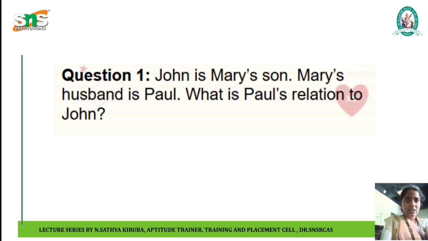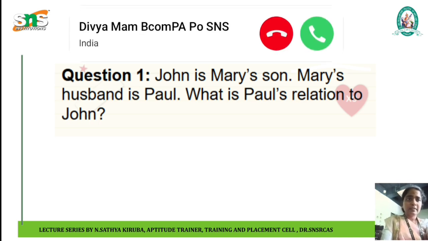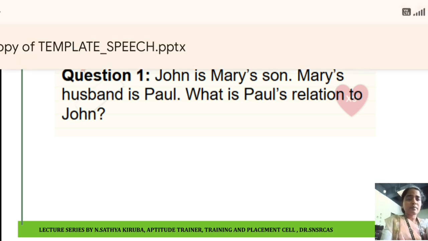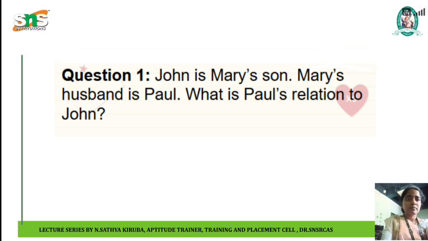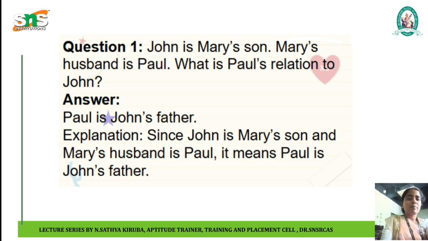John is Mary's son, Mary's husband is Paul. What is Paul's relation to John? This is one of the easiest questions. Paul is John's father. Since John is Mary's son and Paul is Mary's husband, it means Paul is obviously John's father. You can just draw the diagram and get it done very easily. So Paul is John's father, that will be the answer.